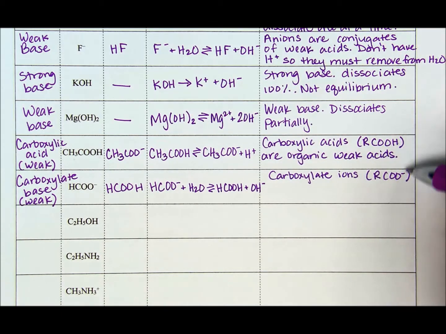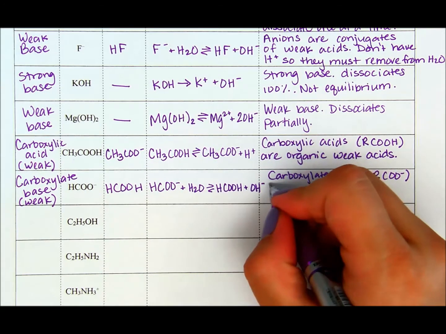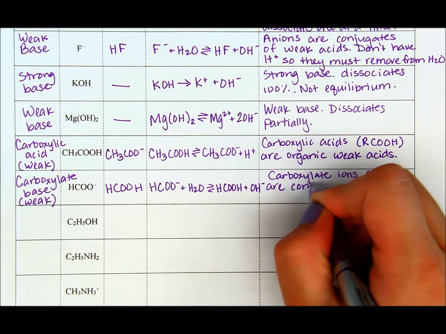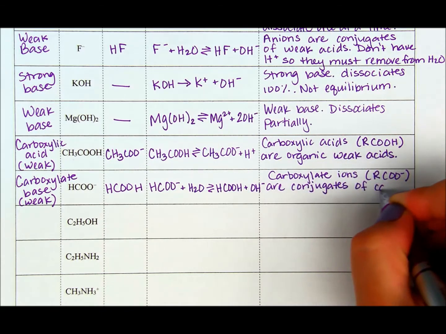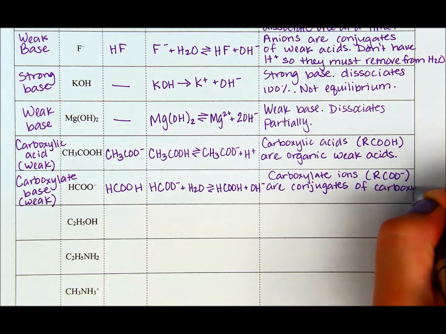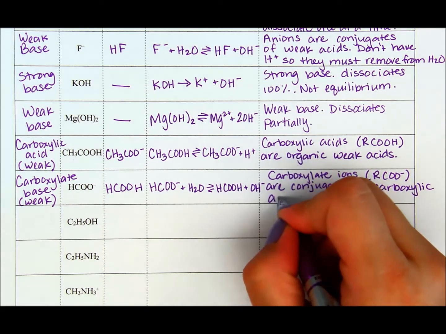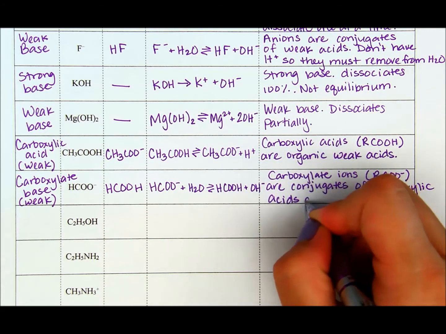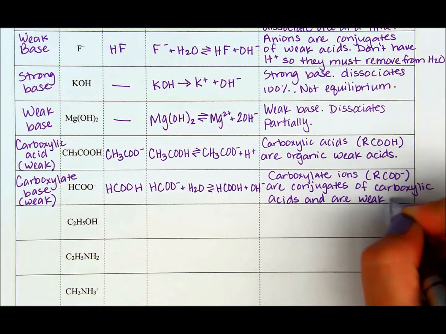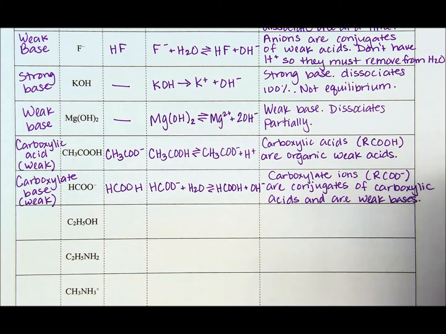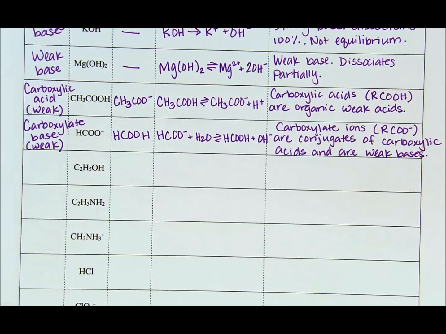So these guys, again, they're opposites. This is the acid, this is the base form. They're conjugates of carboxylic acids, and they are weak bases. Okay, next one.